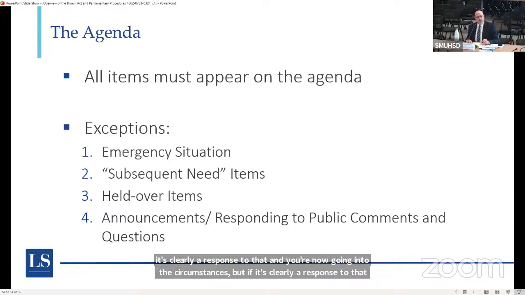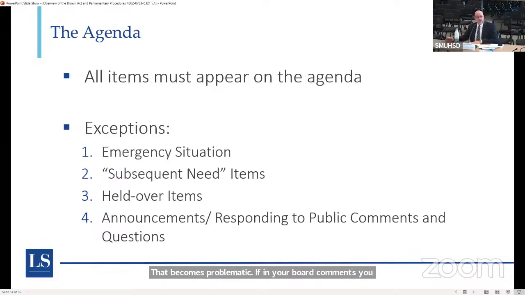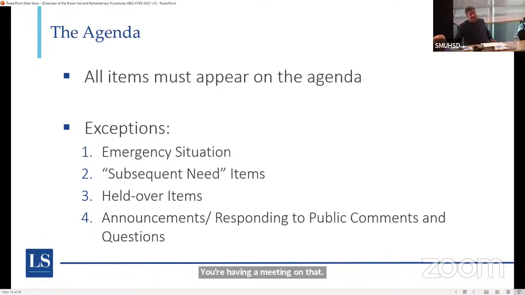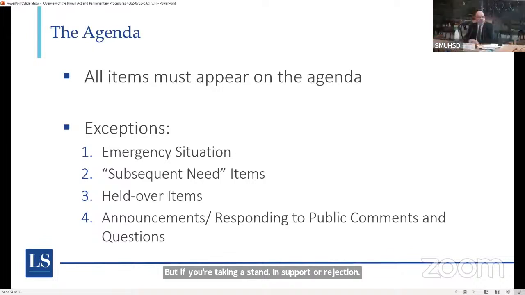If in your board comments you say, we heard a public comment tonight on X and I'd really like to see that come back to the board, or that's an important issue to me, I don't think you're having a meeting on that. But if you're taking a stand in support or rejection of it, that becomes problematic. And again, it's one of those things: is that automatically a Brown Act violation? Not necessarily. Can it have an appearance? Can people start raising issues? And when have you gone too far into discussing the substance?